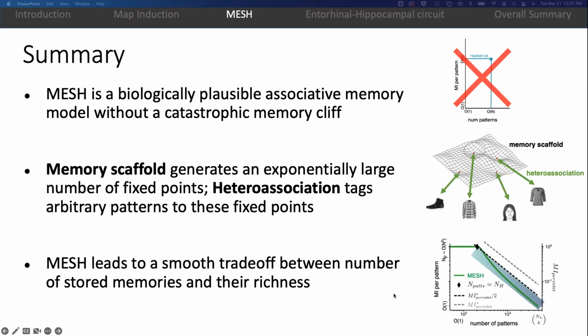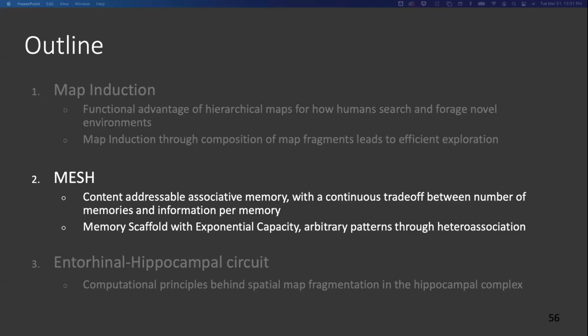So just to summarize, MESH is a biologically plausible associative memory model without a catastrophic memory cliff and with a gradually decaying memory continuum. It is constructed by constructing a memory scaffold that has predefined attractor states, and the information-laden states are then tagged onto these attractor states. And as I said, it leads to a smooth trade-off between the number of stored memories and the richness of those memories as you're increasing the number of memories that you're storing.